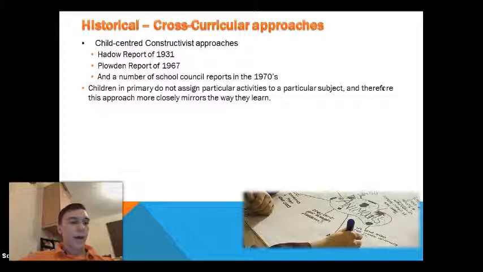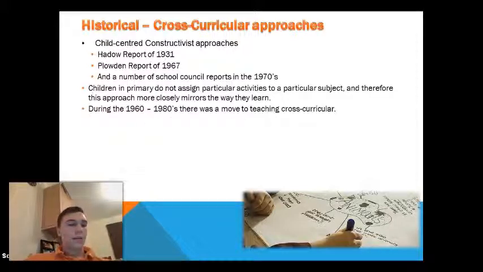Arguments in support of this approach are based on the understanding of child development. Very young children at preschool and lower into primary school do not assign particular activities to particular subjects, and therefore this approach more closely mirrors the way they learn.